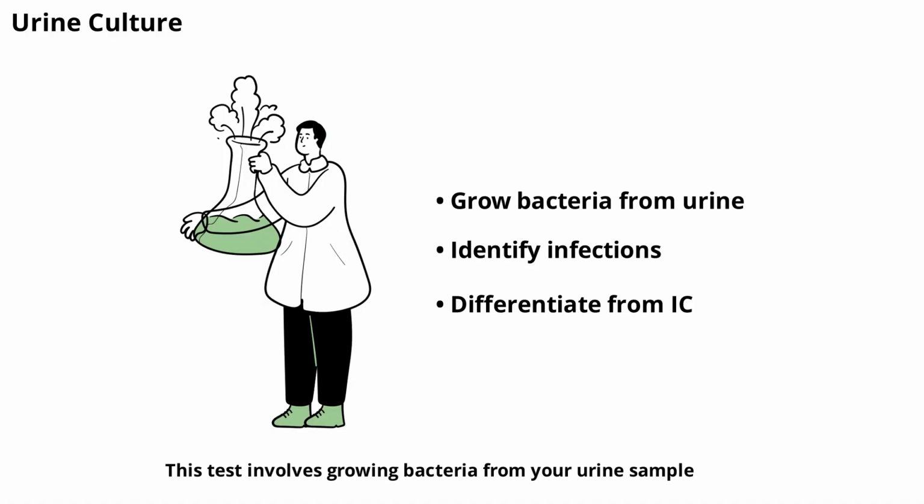This test involves growing bacteria from your urine sample in a lab to identify any specific organisms causing infection. A positive culture points to a urinary tract infection, not IC. If the culture is negative, it supports the possibility of interstitial cystitis, helping to further narrow the diagnosis.